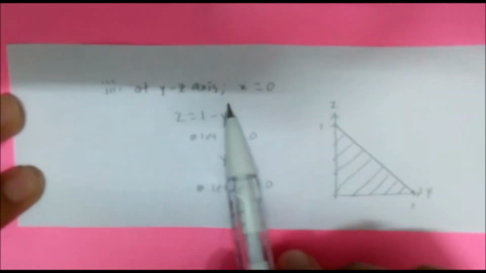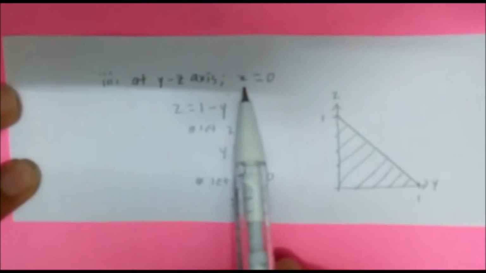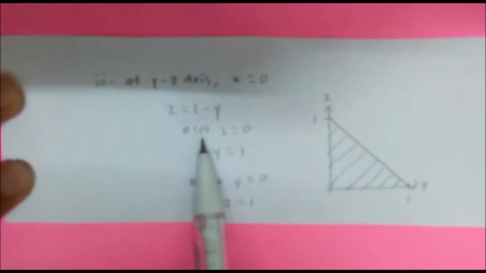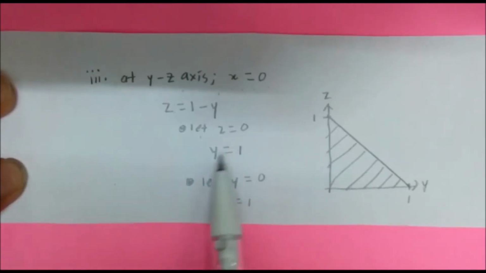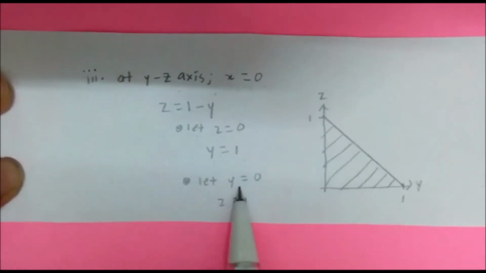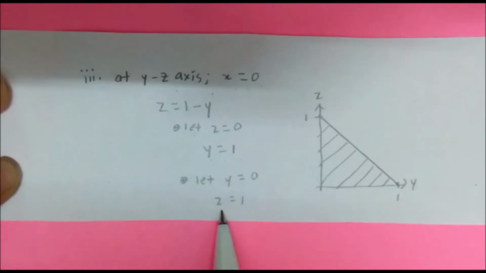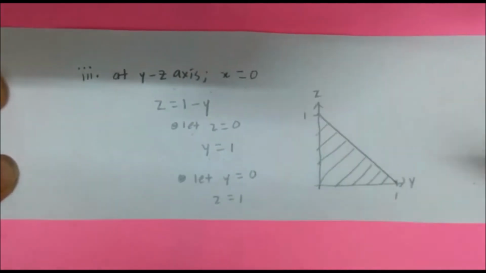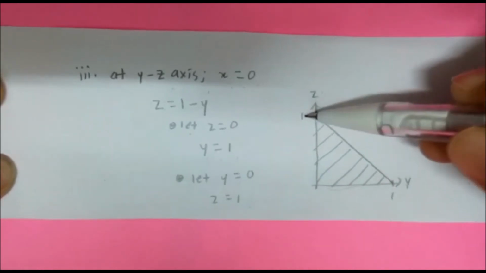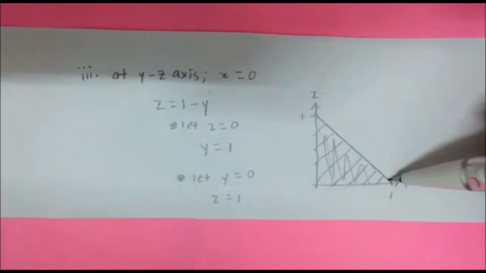For the last plane, the yz plane, we know that x will equal 0. Let z equal 0, we get that y equals 1, and let y equal 0, and we get that z equals 1, and so we plot y 1 and z 1, so this is the plane.